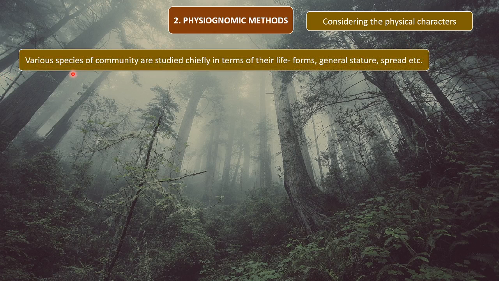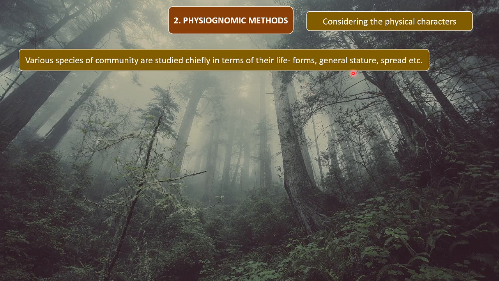So what is done in this method? Various species of a community are studied chiefly in terms of their life forms, general stature and spread. So what are the life forms that we are talking about here? By now I think you all know what Raunkiaer's life forms are. So this method studies the community in terms of Raunkiaer's life forms, the general stature, that is how a community looks, and the spread, that is what is the spread of these communities.